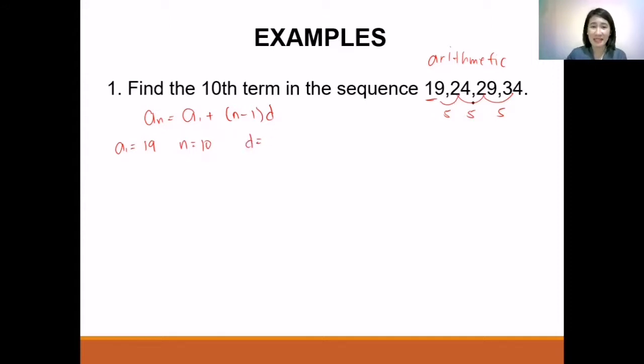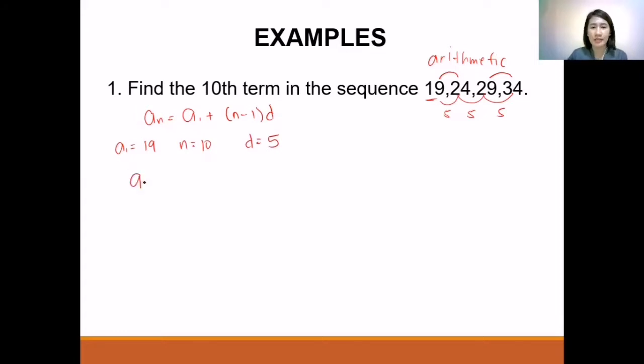Since we know that we're adding up 5 to get the next term, or if you want to apply the formula mentioned a while ago, we subtract 24 minus 19, that is actually 5. So the common difference is 5. Look, whether I subtract the last term, 34 minus 29, you will still get 5 because you should have the same difference. That's why it's called common difference. Okay? Let us now proceed answering.